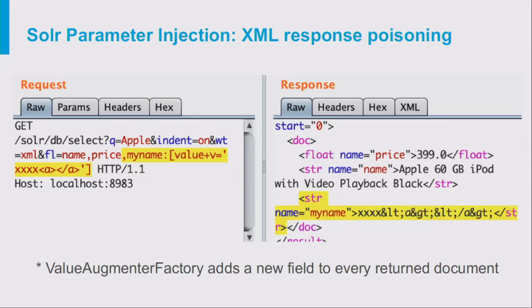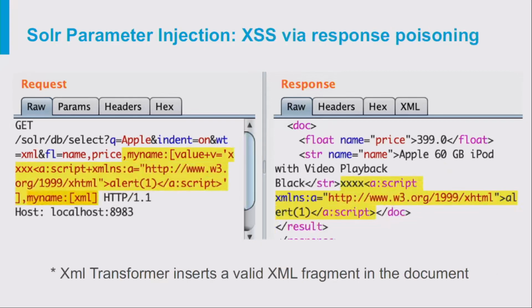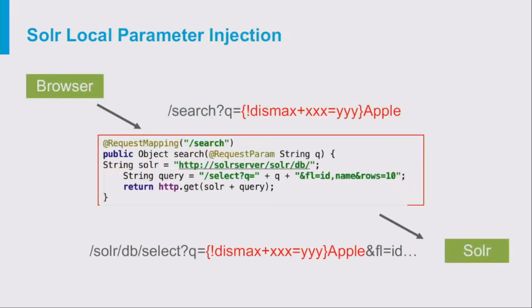But if you have special characters in these parameter values, they will be automatically escaped by using JSON or XML escaping. But we can use it in conjunction with the XML transformer in order to tell Solr that it should be a valid XML fragment and shouldn't be escaped at all. And this attack could lead to XSS via response poisoning, for example.